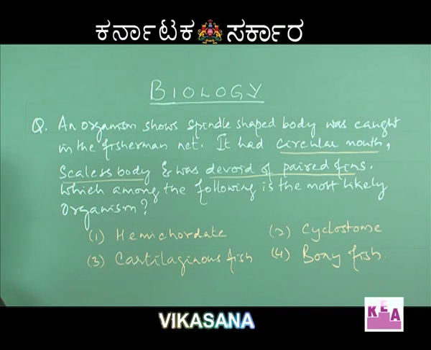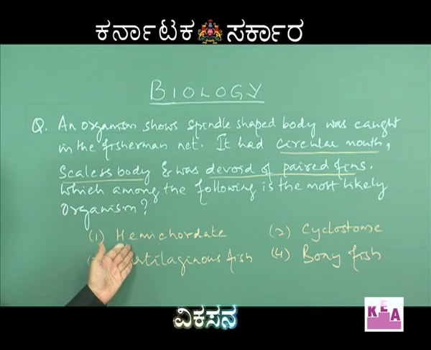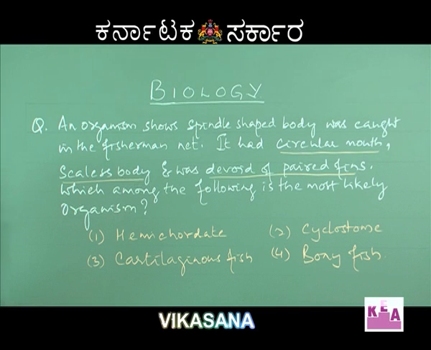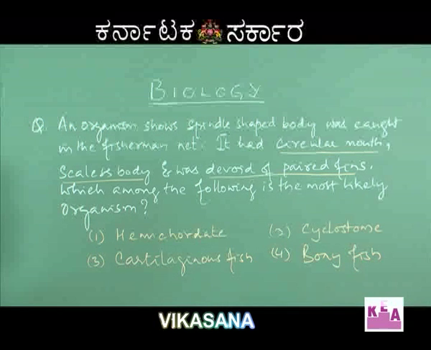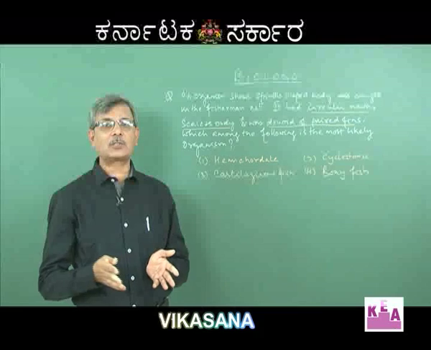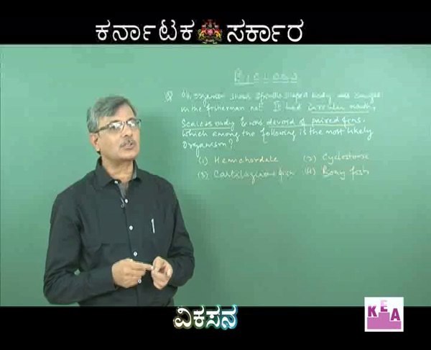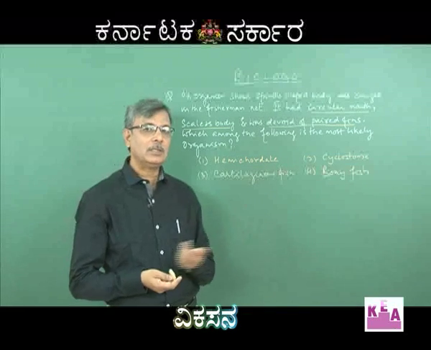Let us look into the options. It is a hemichordate, a cyclostome, a cartilaginous fish, a bony fish. So when we look, spindle-shaped body, it is fish-like, but is it a fish? Circular mouth, scaleless body. Of course, when you talk about catfishes, we come across a scaleless body, but the mouth is not circular. So thereby it can't be a bony fish.